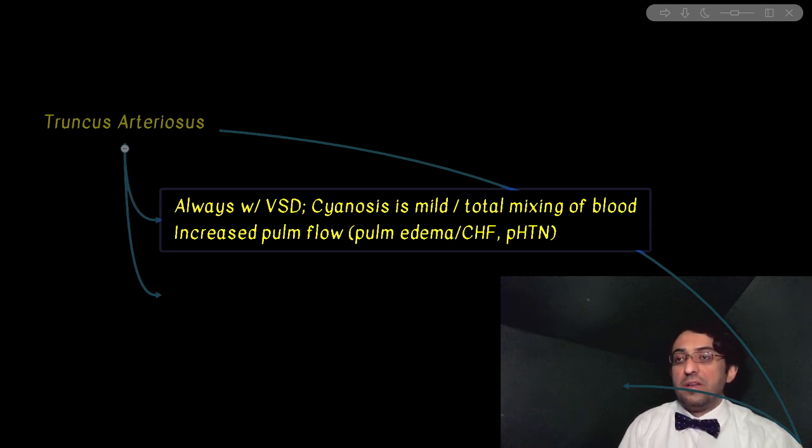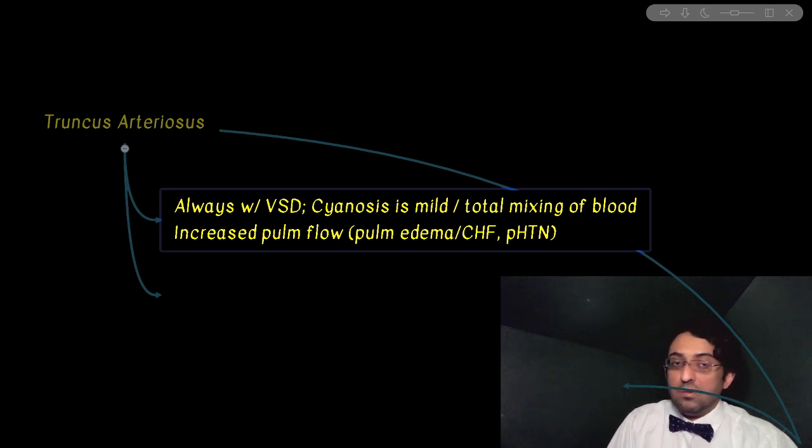Compare the degree of cyanosis in truncus arteriosus versus transposition. While in transposition the cyanosis is severe in the very first hours of life, in truncus arteriosus the cyanosis is mild. What's the reason? Because we have total mixing of right and left blood being pumped into a single arteriopulmonary trunk.